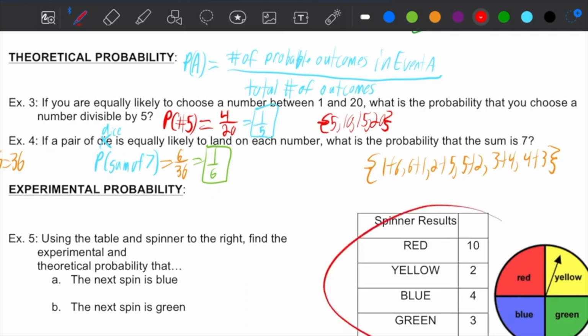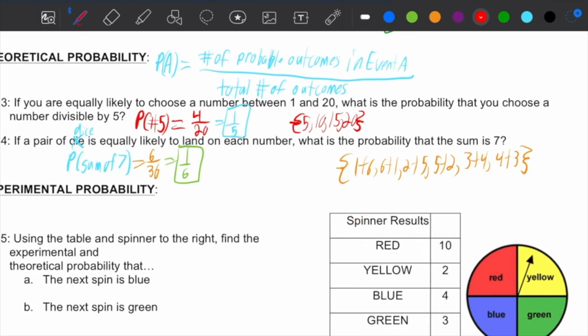So using this table and spinner to the right, we're going to find the experimental and theoretical probability of these things. So the theoretical probability the next spin is blue. So these spinners have 4 even spots of red, yellow, blue, and green. So theoretically speaking, the probability that it'll be blue is 1 out of 4, with an even chance to the others.